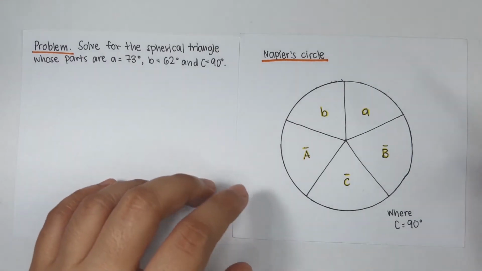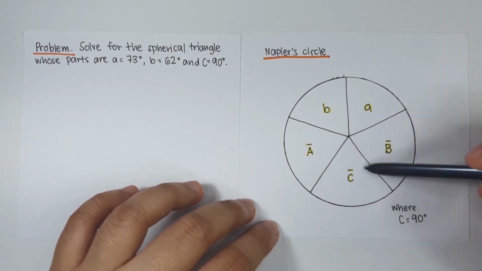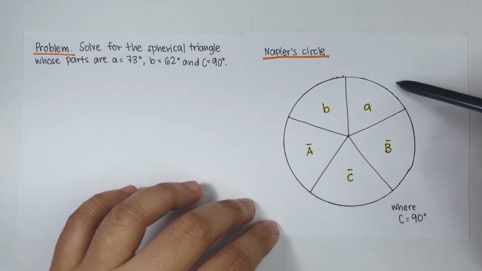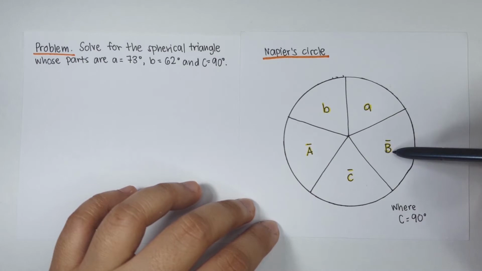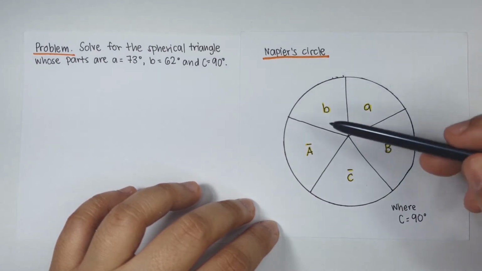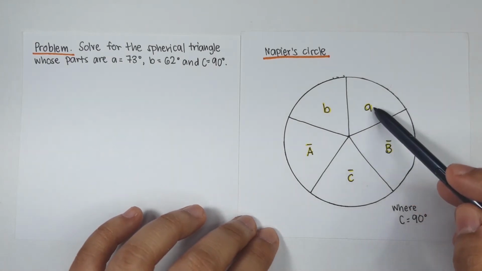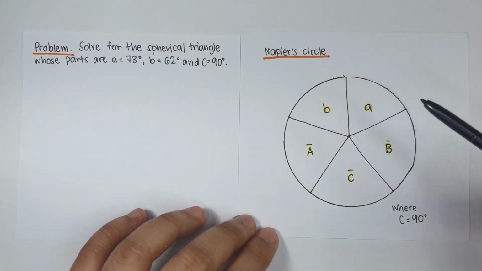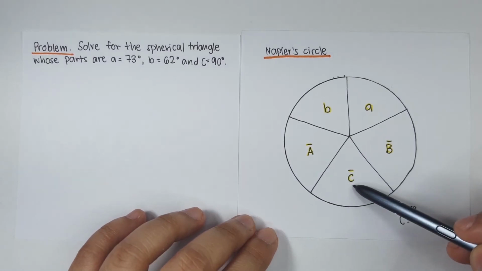Okay? So first, draw the Napier circle. Draw the body, legs, arms, and a big circle. So this is C bar, A bar, B bar. Then alternating A's and B's, so A, B, A, B. We already know B and A, and we need to figure out the values of angle A, angle B, and side C.